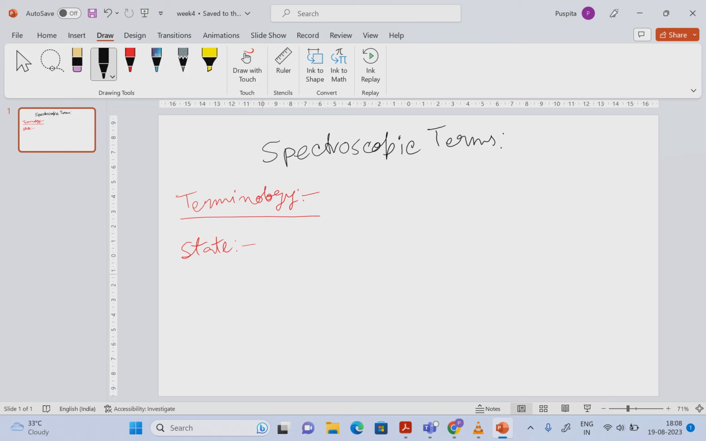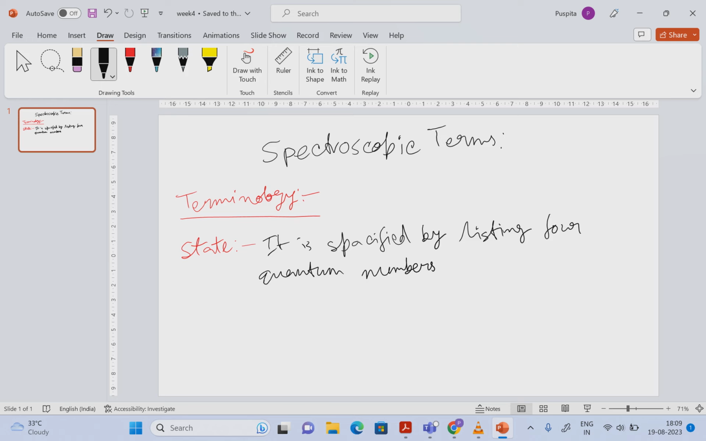So the state of an atom, we can say, is specified by listing four quantum numbers for each electron. Okay. Then the next is energy.